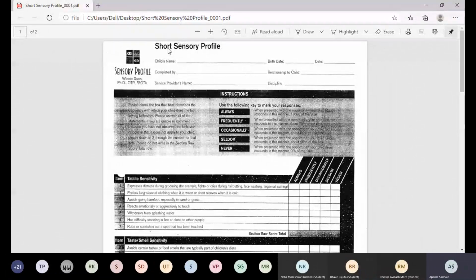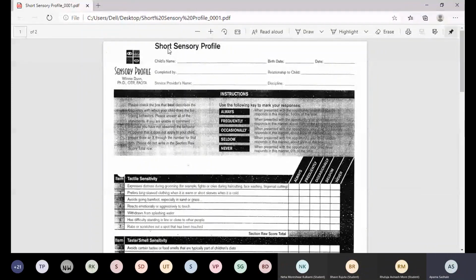Now we are just going to talk about this, which is back to back counted together. We have 2 pages where she has tried to give justice to all the different sensations that we will be dealing with, and we can make a direct impact on a child's life.